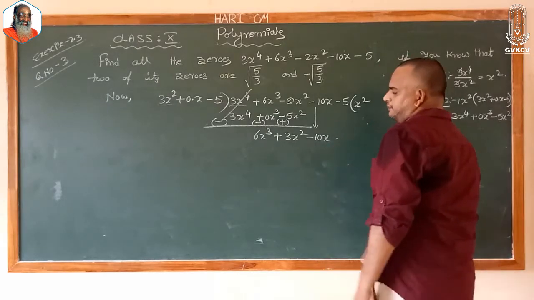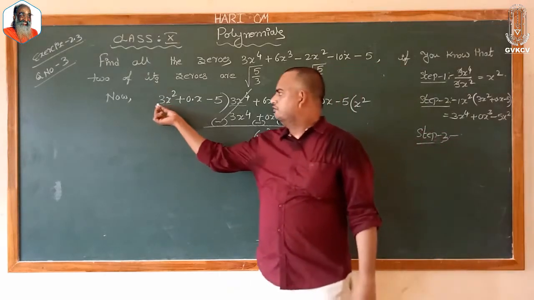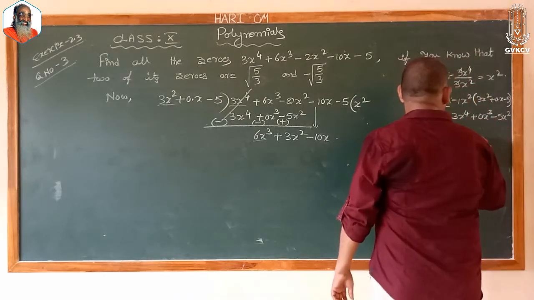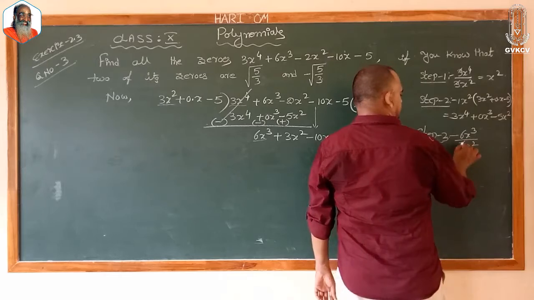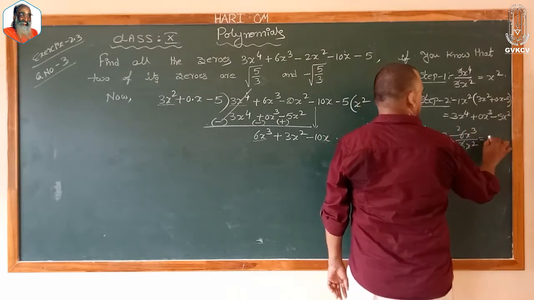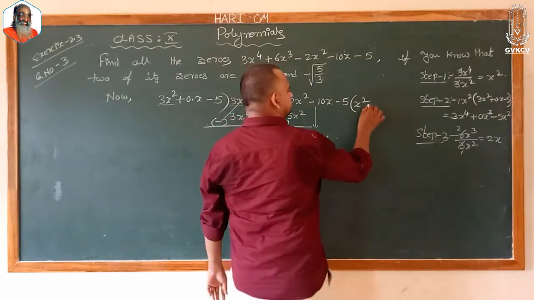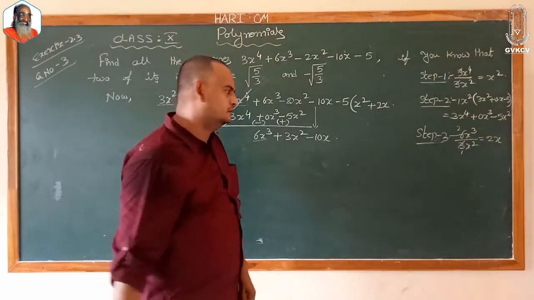What is step 3? Now the first term of the dividend by the first term of the divisor. So 6x cube by 3x square. 3 1s are 3, 2 into x will come. So I have plus 2x in the quotient place.